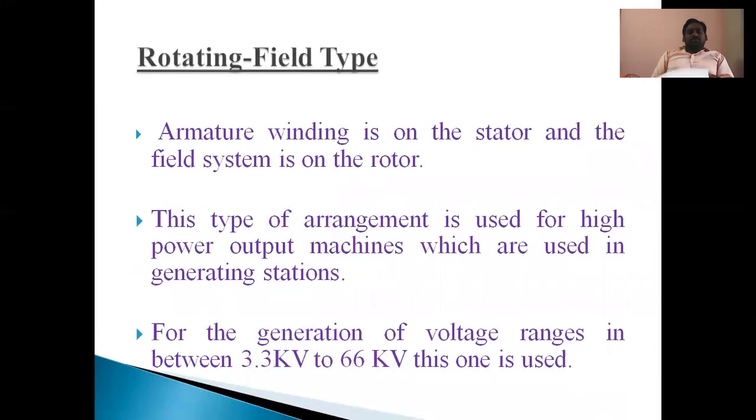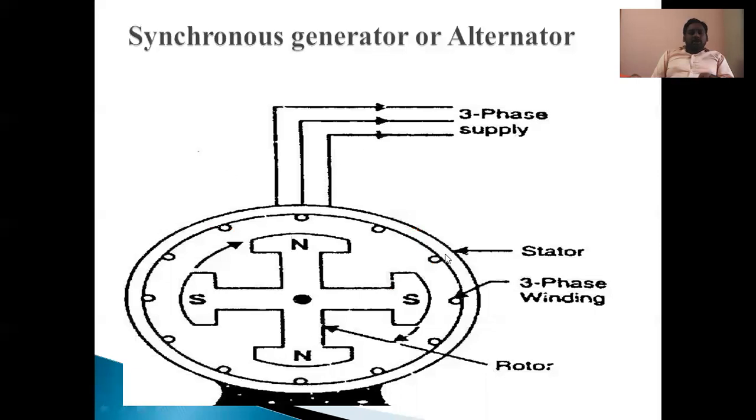See here. This is the stator. Stator means the armature winding is there. This is the rotor. Rotor means the field winding. This field winding is employed on field poles: north, south, north, south. These are called alternating poles of a synchronous generator field system. So the field winding is mounted on these field poles.